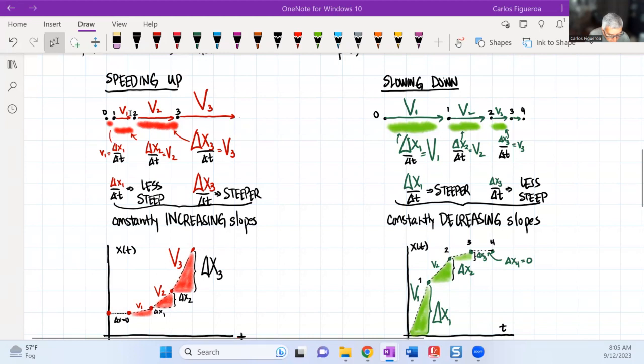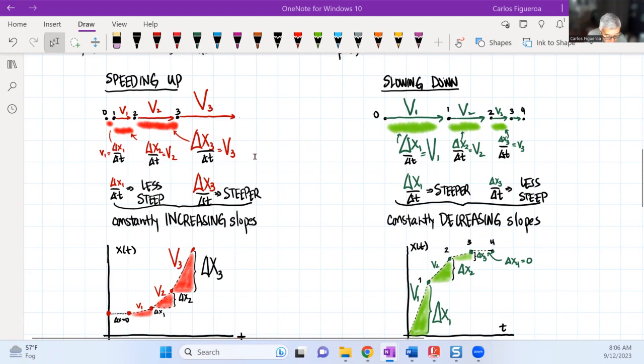Whereas if I go from 1 to 2, that's larger, and from point 2 to 3, it's even larger. So the fact that my displacement is larger for equal amounts of time means that my speed at points 1, 2, and 3 increases in value.